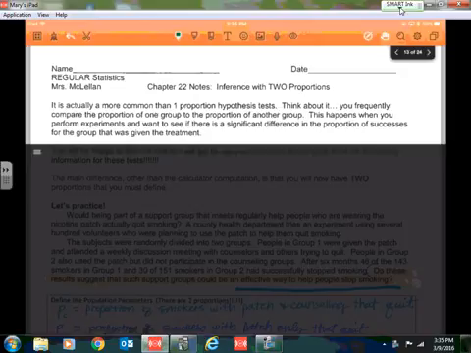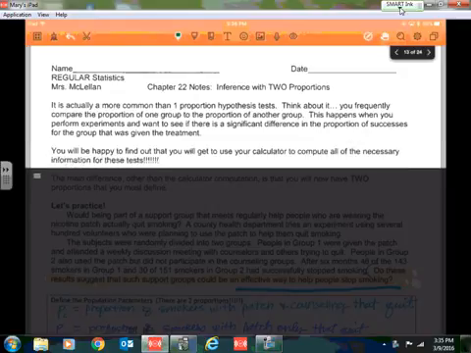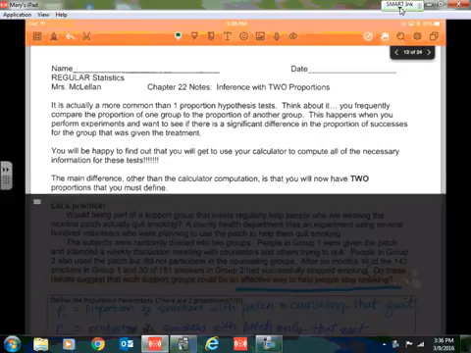It's actually more common to have two proportions than one, because we frequently compare one proportion to another. The good thing is that you're going to get to use the calculator completely with this, and there will not be all that box of computation that you have to do yourself. The main difference, other than the calculator, is that now you have to show and define two proportions.